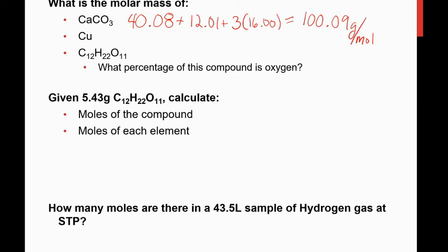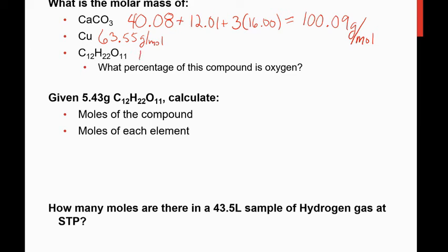Now, copper, the molar mass, you just look on the periodic table. So copper, I go to Cu on the periodic table, and I get 63.55 grams per mole. And then the next one is going to be sugar. So you're going to be using sugar cubes in your lab.